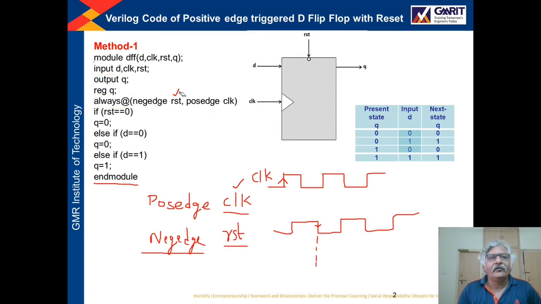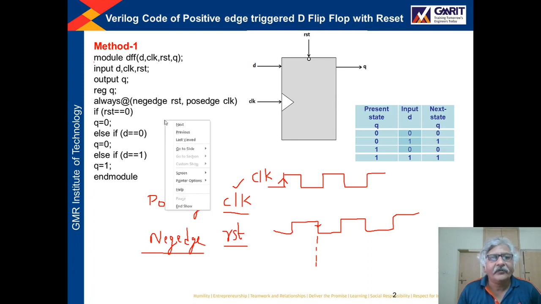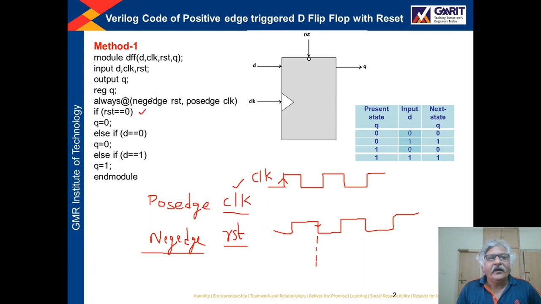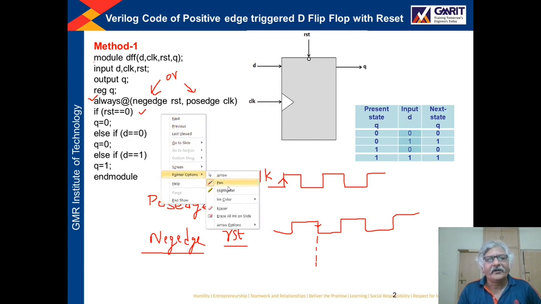So how I have written the code, you just see, by using if else statement. Inside the if else statement, I am checking the first condition: if negative edge of the RST is detected, or if positive edge is detected, if any one of these edges is detected. In between I have kept a comma. Comma means or. Either negative edge of the RST is detected or positive edge of the clock is detected. In both the cases, this always block will be active.